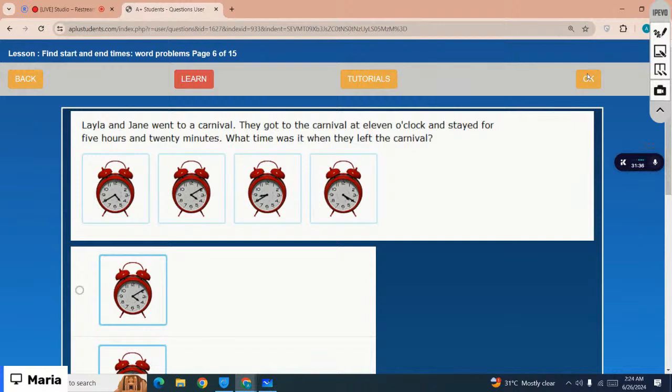The correct option is: Leila and Jane went to a carnival. They got to the carnival at 11 o'clock and stayed for 4 hours and 25 minutes. What time was it when they left the carnival?